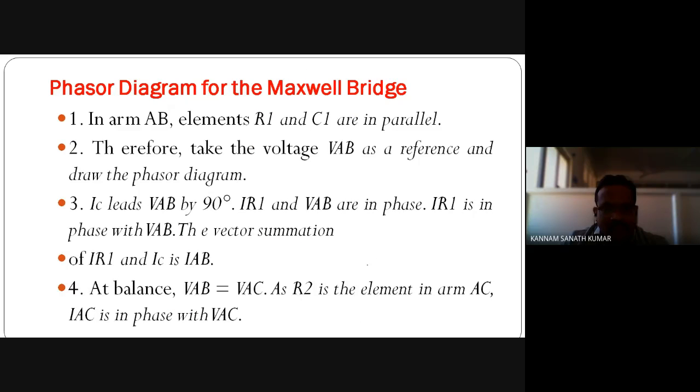Okay. Now IC. What is IC? IC is nothing but the current in the capacitance, the current in the capacitor. So IC leads VAB by 90 degrees.